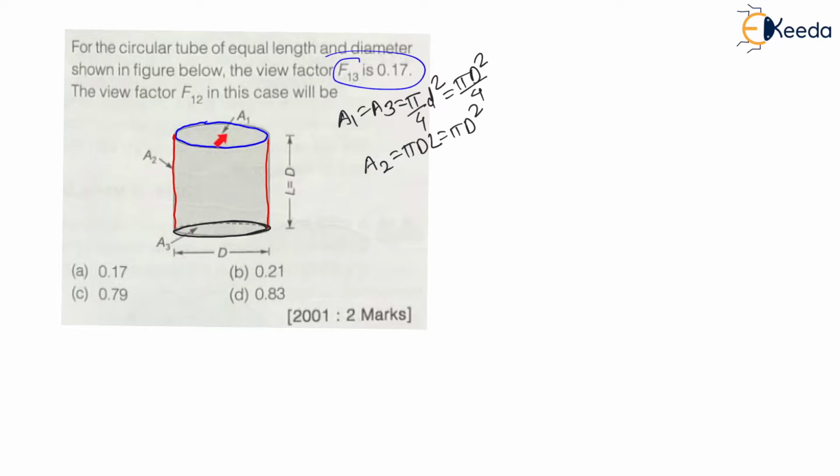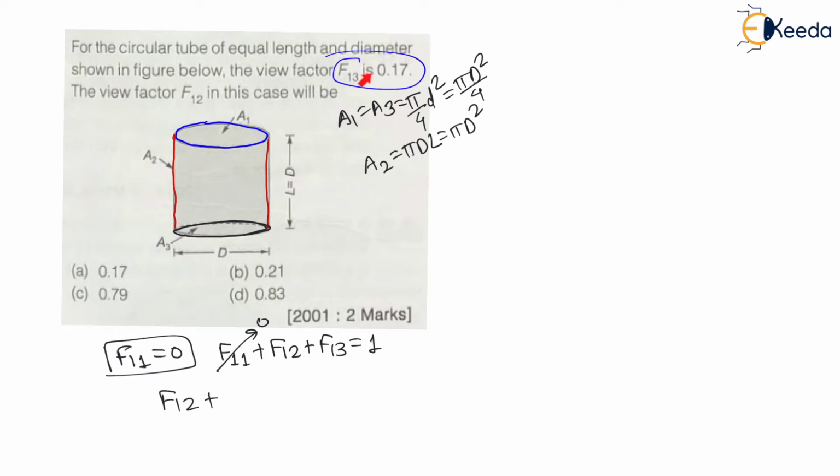Now, my dear students, surface 1 is a flat surface. Therefore, the view factor of surface 1 with respect to itself will be equal to 0. F11 will be equal to 0. Now, for surface 1, we have one summation rule. That is, the summation of all view factors is always equal to 1. Therefore, F11 plus F1 to 2 plus F1 to 3 is equal to 1. F11 is 0. Therefore, F1 to 2 plus F1 to 3, which is already given in the question as 0.17, is equal to 1. Therefore, F1 to 2, which is the question here, is equal to 1 minus 0.17, which is equal to 0.83.